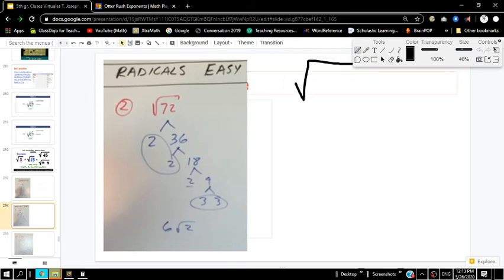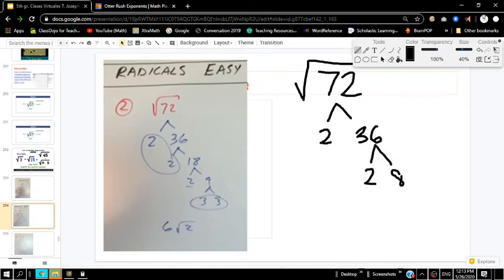So here we have 72. Just like it's an even number, we can divide that by 2. So 2 times 36 equals 72. 2 times 18 also equals 72. 2 times 9 equals 72. And 3 times 3 equals 9.